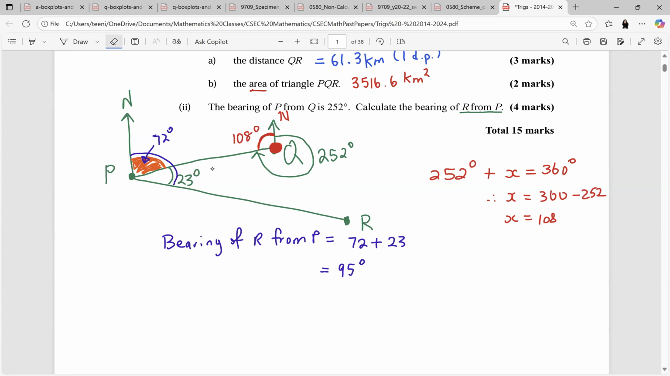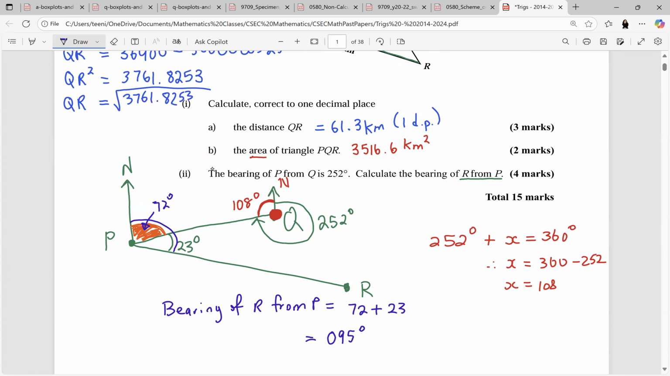And remember that if it's bearings, it has to be in 3 digits, right? I forgot for a second there. So it'll be 095. And this is a very common principle that is tested in the questions, right?